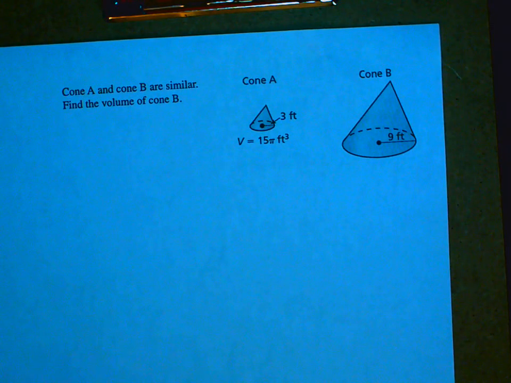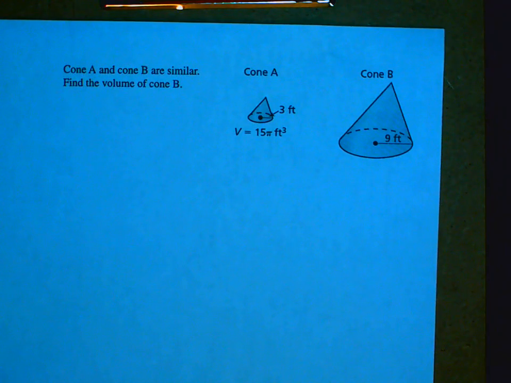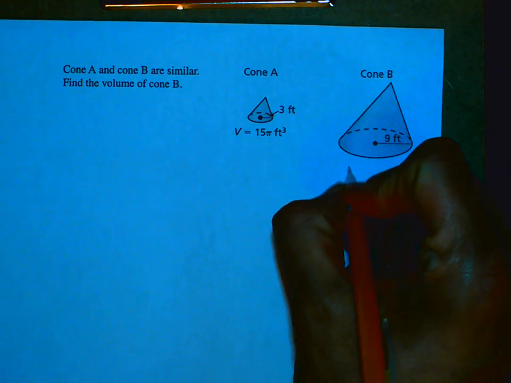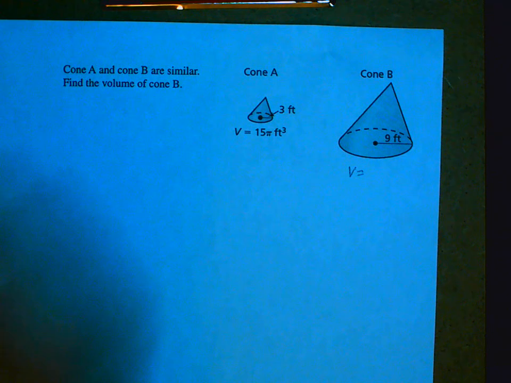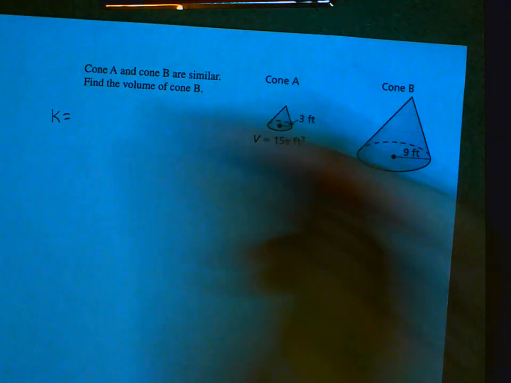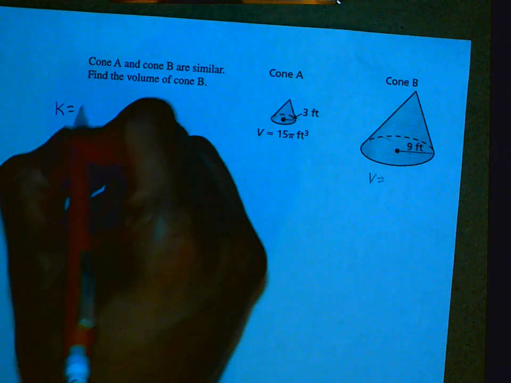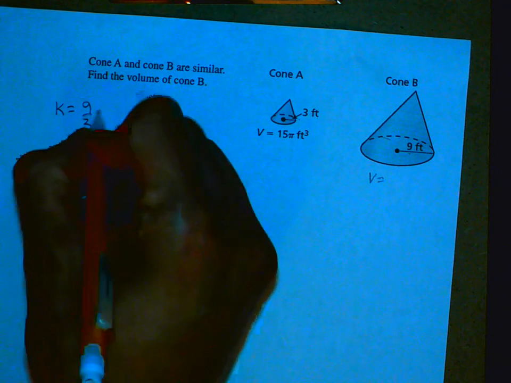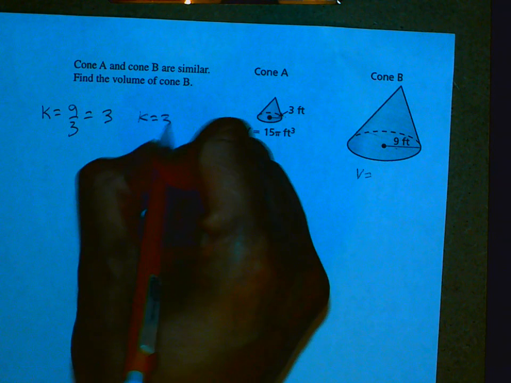Example number 3. We're going to do similarity using the cones in this case. So the very first thing we're looking for is the volume of this cone. Now, we need to find first the scale factor. The scale factor is 9 to 3. So that's 9 to 3, which reduces to 3. So my scale factor is 3.